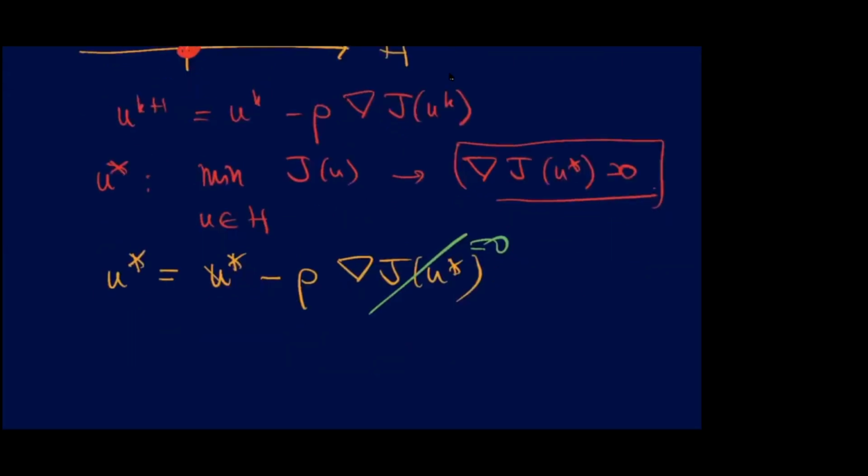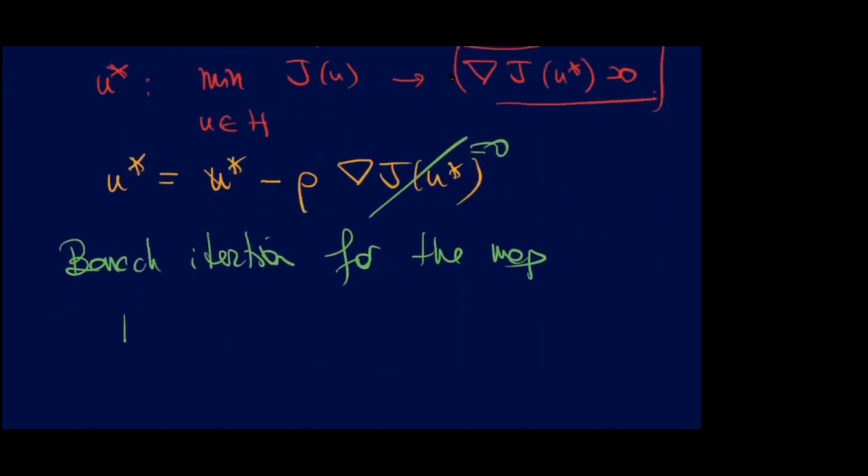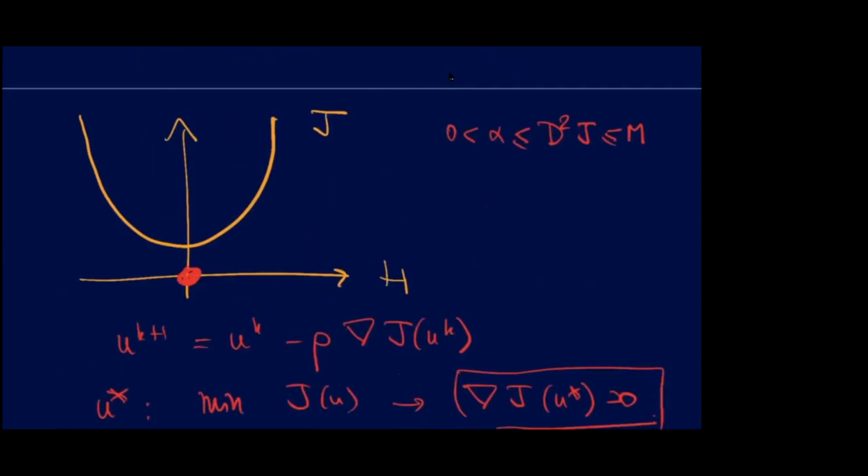So what I'm doing here is simply applying the Banach iteration for the map that, to any u, computes this value. Of course, capital T here has nothing to do with time. This is a static problem. This is just a minimization problem.